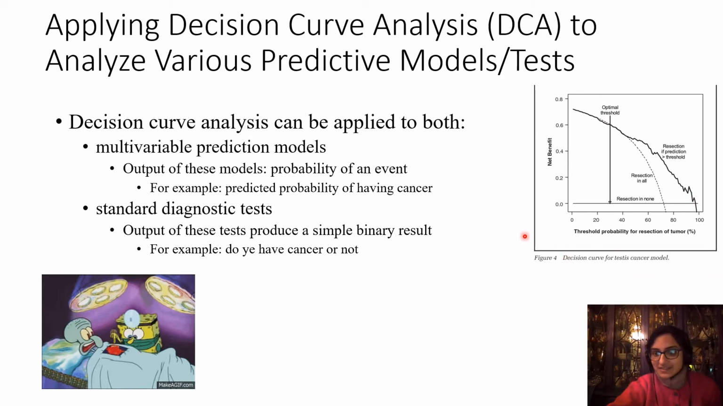Like here, for instance, we can see the decision curves for a cancer model, for the resection of a tumor for prostate cancer, and we can see the optimal threshold in terms of when the predictive model does the best according to your preferences as well. Resection if the prediction is greater than the threshold. So basically, if the predicted probability for a patient having the resection of the tumor is greater than or equal to the threshold, then you go with resection.